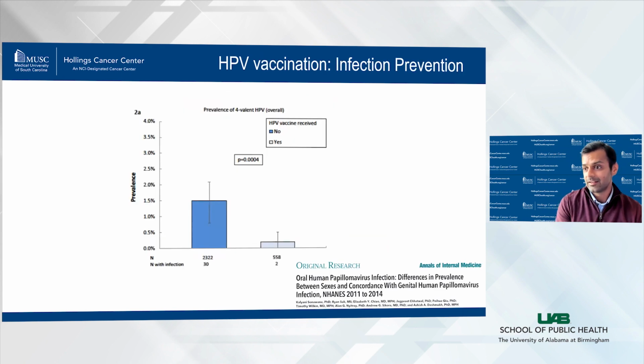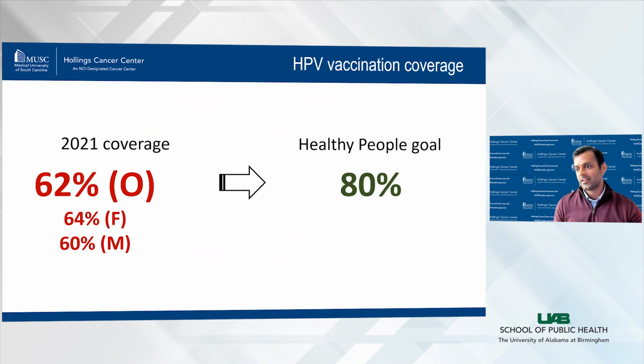We also know that HPV vaccination is efficacious in terms of preventing oral HPV infection. This is work where we estimated oral HPV infection using NHANES data and observed substantial reduction in HPV infection prevalence among those who were vaccinated compared to those who were not. But the challenge that we are seeing in the US is that HPV vaccination coverage is lower. So Healthy People 2030 has come up with a goal of achieving 80% HPV vaccination coverage, but coverage in 2021 is 60% overall, and slightly lower among boys compared to girls.